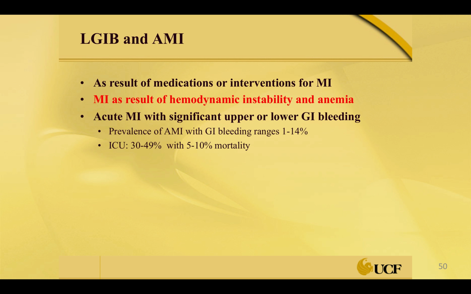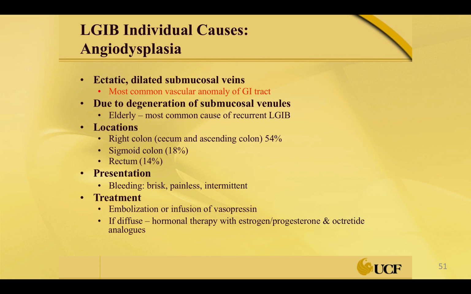Be very thorough in the examination and in the diagnostics of LGIB. Other LGIB individual causes, one is angiodysplasia. As we said, ectatic dilated submucosal veins. Ectatic means like pathological dilation or distension. And this is the most common vascular anomaly of the GI tract.